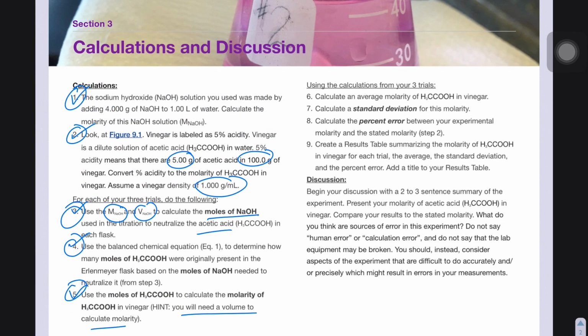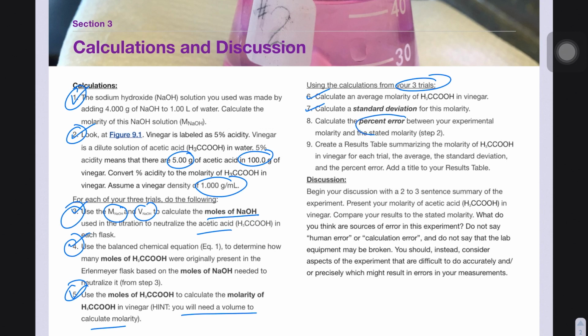So you have to go ahead and do that for the other 2 trials. So you need your answers for all 3 trials. Then you'll do an average. You'll do a standard deviation. Don't do the standard deviation out by hand. Do it in Excel using the STDEV formula, or do it on your calculator using the stat button, or you can just Google a standard deviation calculator. So do that. Then you need to do a percent error.